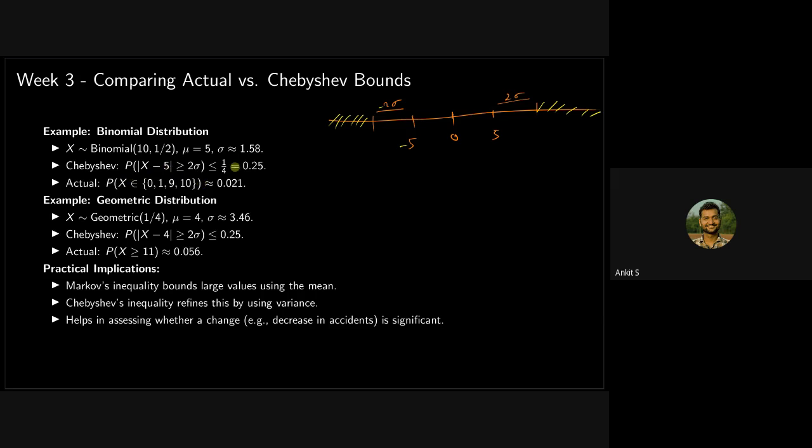So okay, just break it down. x − 5, just leave the mod here, so it will become x ≥ 5 + 2σ, or x ≤ 5 − 2σ. Okay, so this is the probability that it is representing.